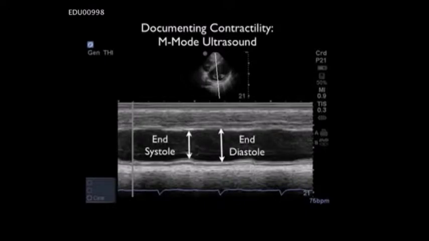We can also put M-mode ultrasound directly across the left ventricle in short axis, again looking at the change from end diastole through end systole. Just getting a fractional shortening, and again confirming very poor contractility or poor function of the cardiac pump.